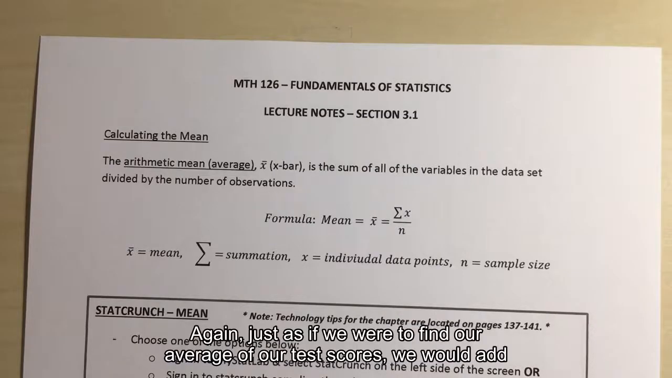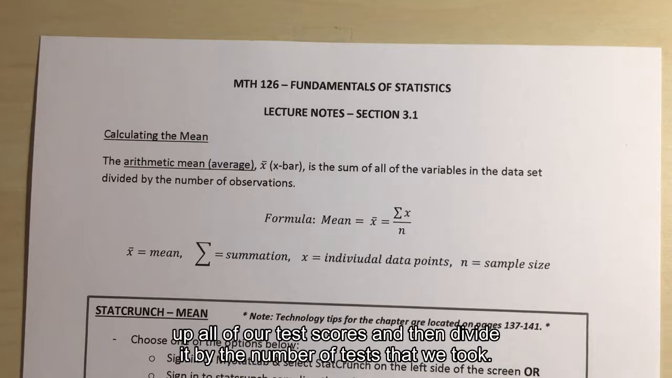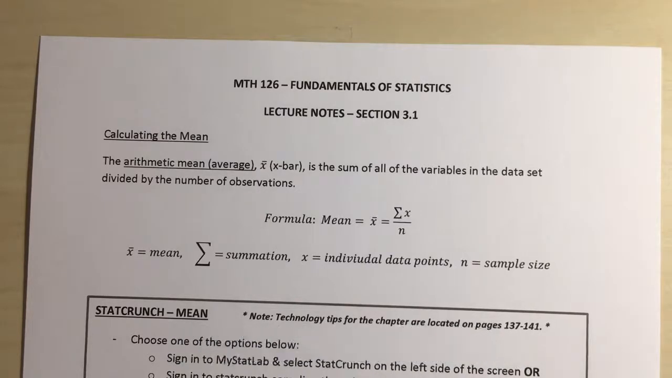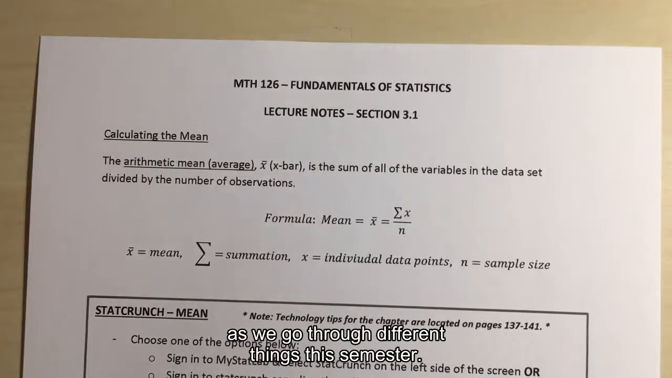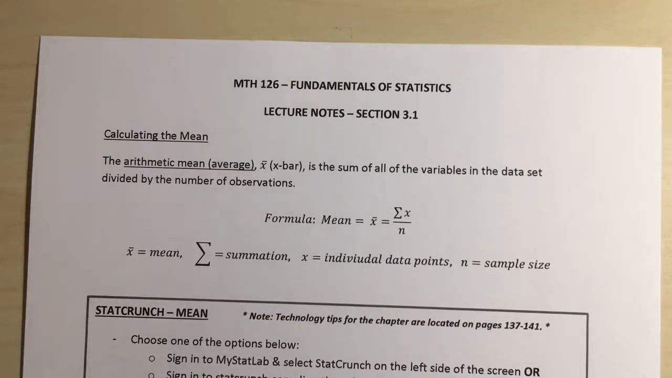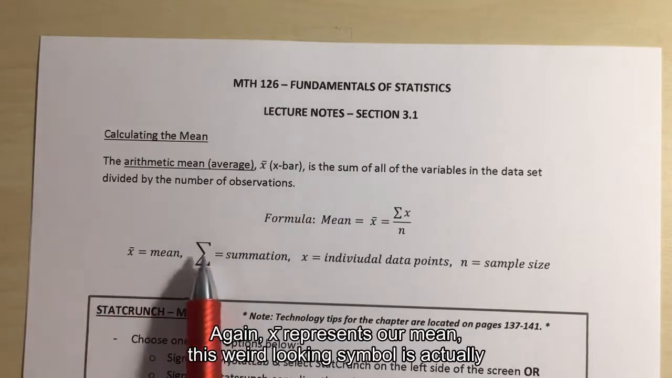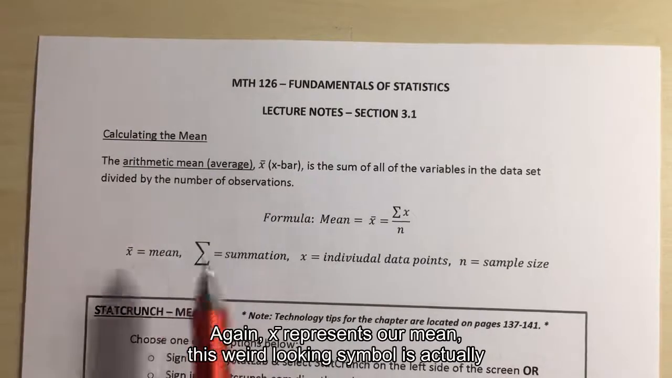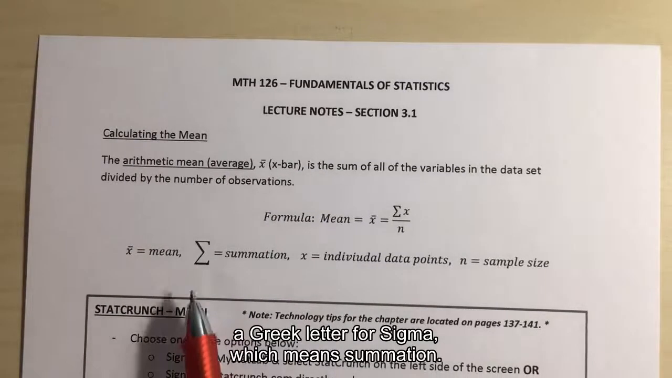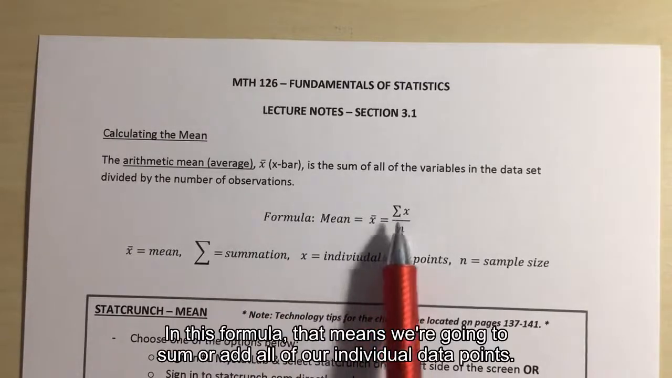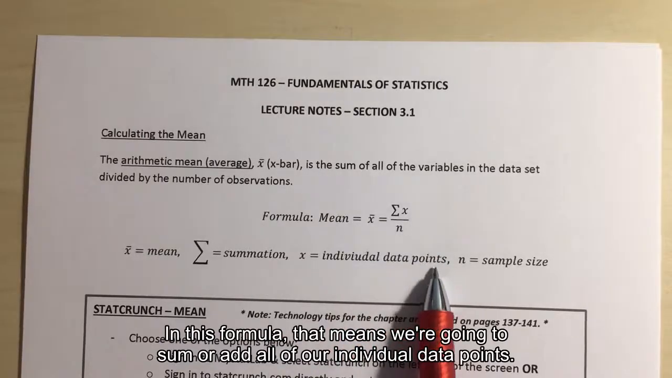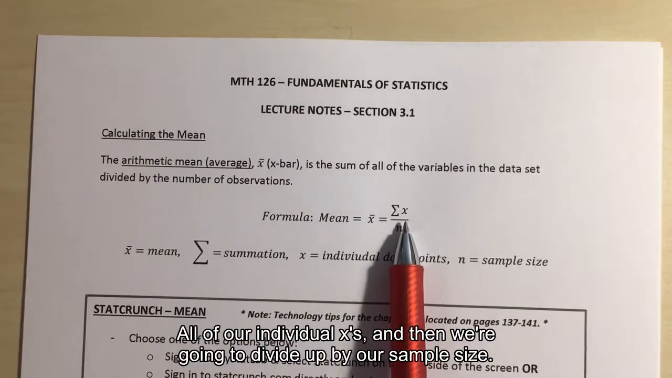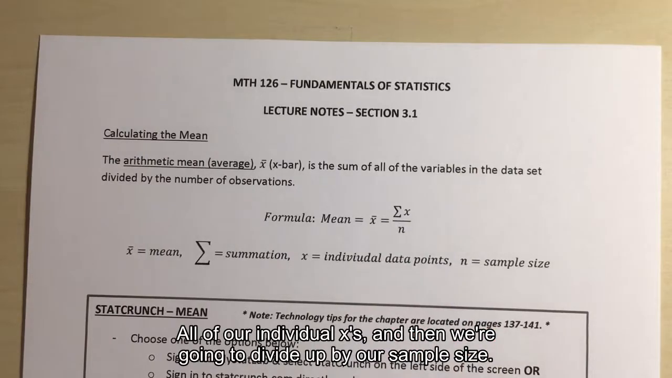Again, just as if we were to find our average of our test scores, right? We would add up all of our test scores and then divide it by the number of tests that we took. Looking at our notation, notation is going to be key as we go through different things this semester. So again, x bar represents our mean. This weird looking symbol is actually the Greek letter sigma, which means summation. So in this formula, that means we're going to sum or add all of our individual data points, all of our individual x's, and then divide by our sample size.